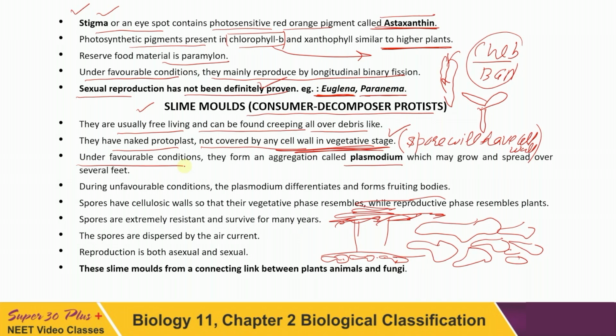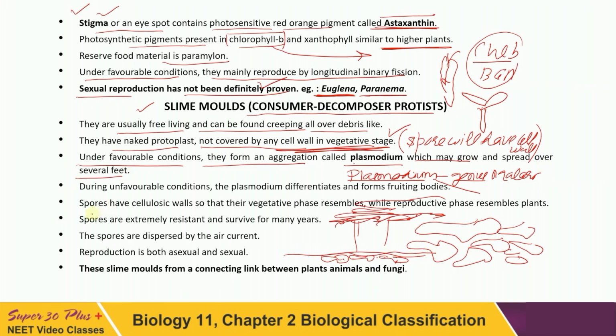Under favorable conditions they come together, aggregation is there, and that is known as plasmodium. Remember, this plasmodium starts with a capital P. This is an important question. Plasmodium, that is a genus. This genus causes malaria, Plasmodium vivax, and that is a protozoon. This one is with a small letter. Plasmodium is a term which may grow, spread over several feet. They grow on the forest floor.